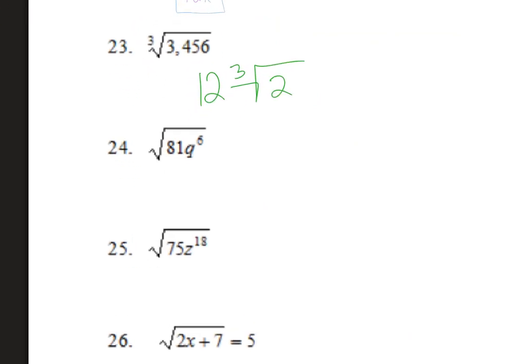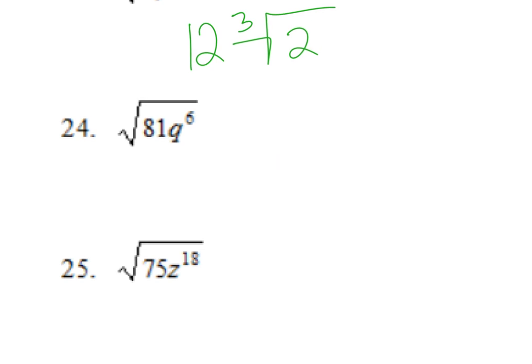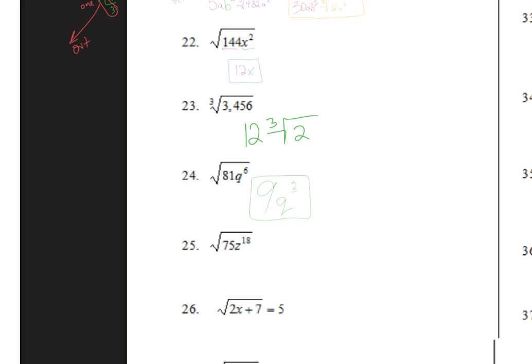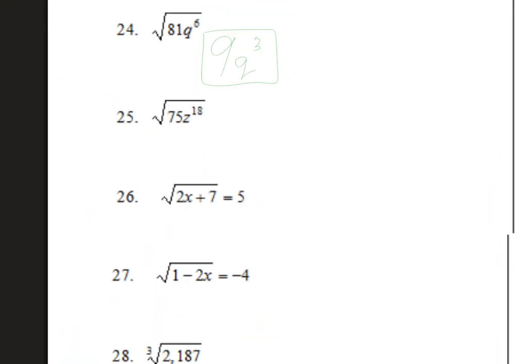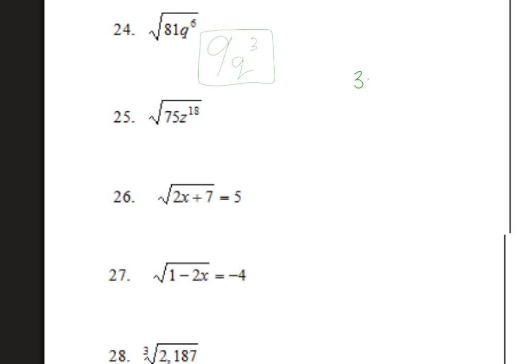24 is the square root of 81 times q to the 6th. The square root of 81, 9. The square root of q to the 6th, q to the 3rd. Again, about 100 times easier. 25, the square root of 75. Well, 75 is 3 times 25. And the square root of 25 is 5.